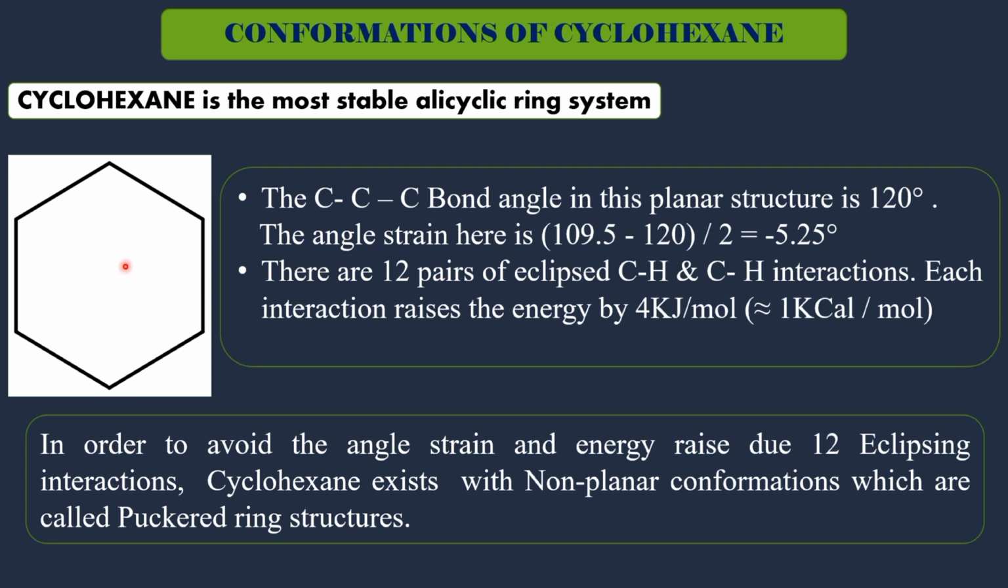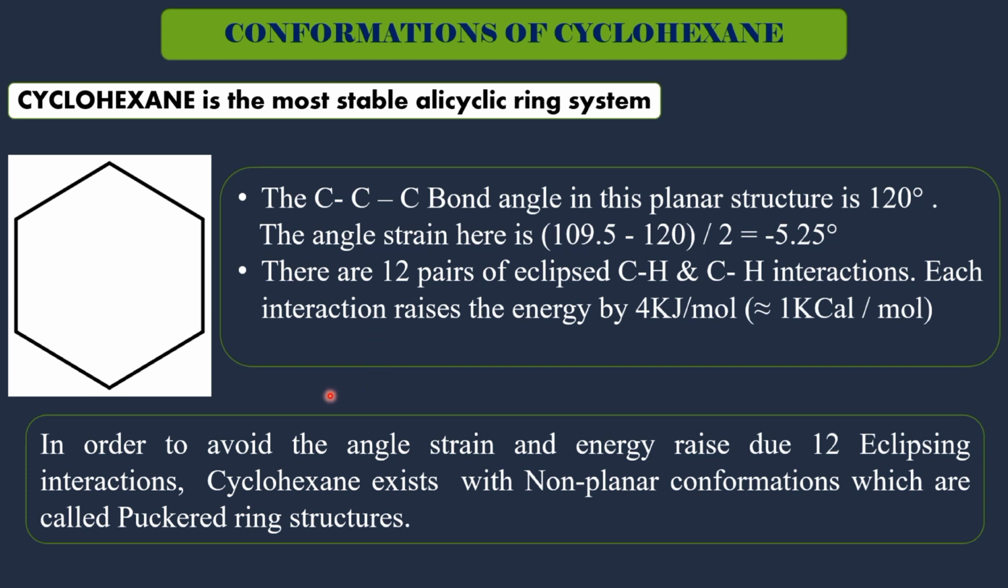Suppose it is existing in the planar form, every carbon will have a CH bond above the plane and a CH bond below the plane. The CH bond above the plane in this carbon and the CH bond above the plane in this carbon will be eclipsing. The CH bond here and the CH bond here also will be eclipsing. Like that, there will be 12 eclipsing interactions in the planar form of cyclohexane. That is why there is considerable strain in the planar form.